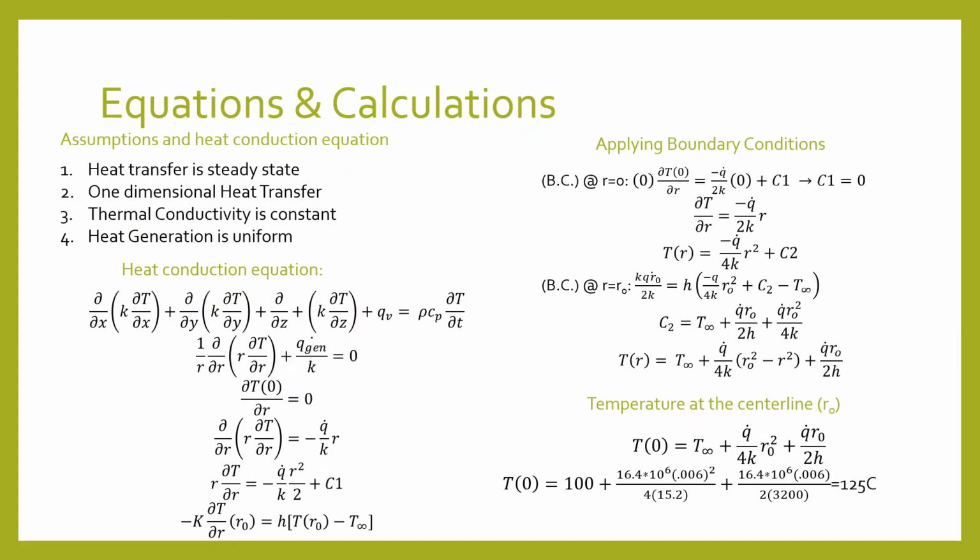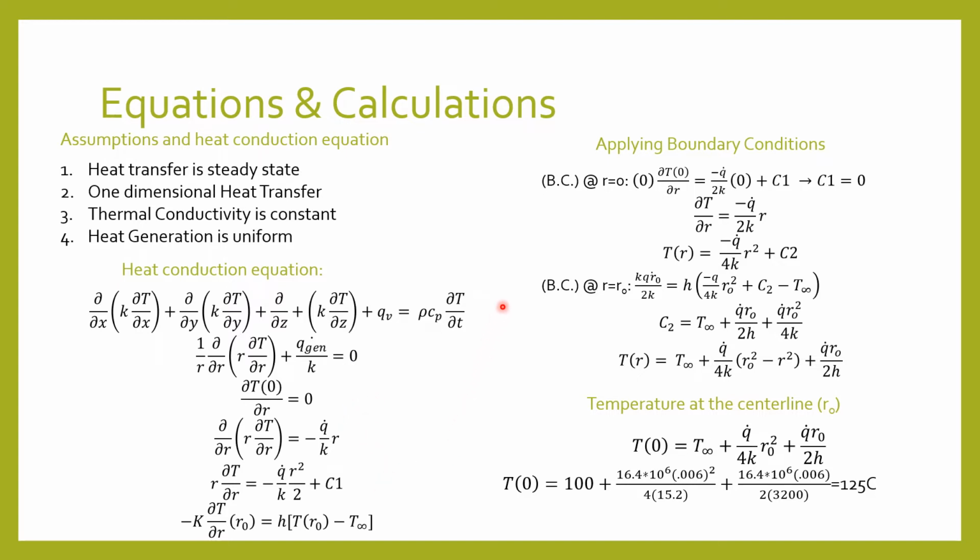Okay, so here we go into our equations and some of our calculations. So assumptions are the heat transfer is steady state. It's one-dimensional heat transfer. Thermal conductivity is constant, and our heat generation is uniform. So as you can see here on the bottom left-hand corner, we have the full heat conduction equation, which gets simplified into the heat conduction equation for this specific scenario. As you can see, it getting worked out right here.